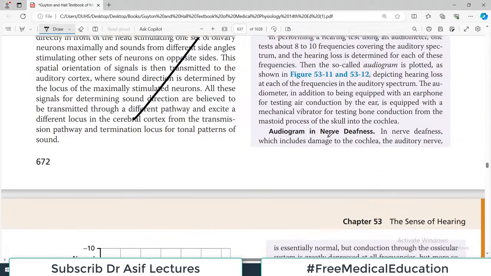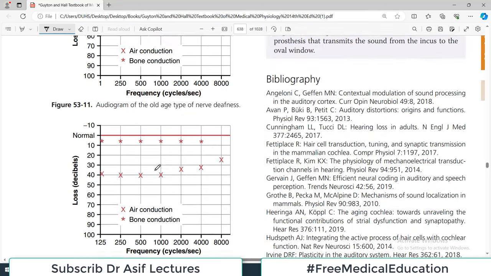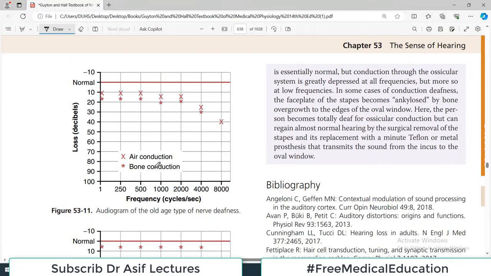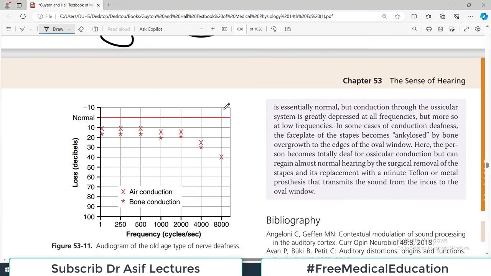Right, now audiogram in nerve deafness. In nerve deafness, which includes damage to the cochlea or the nerve or the central nervous system, the person has loss of ability to hear the sounds as tested by both ear conduction and bone conduction. So obviously, I mean, masla kya hai? Masla ye hai ki uska ye wala system conduction wala sara sahi hai, yahan problem hai. To ab aap bone se usko measure karein ya air conduction measure karein, yahan aage system hi block hai na. Jab ye system hi block hoga, to dono tarah se banda sun nahi sakega.